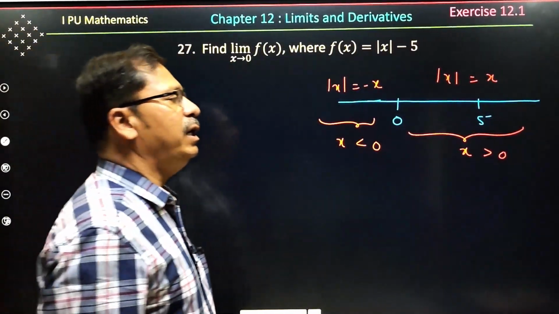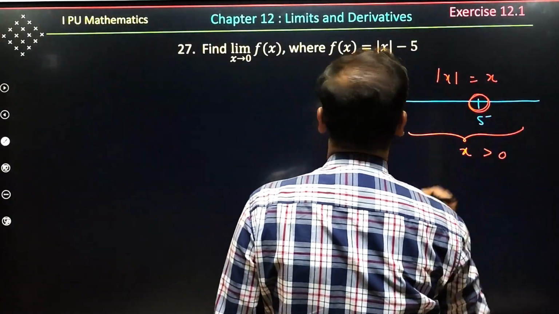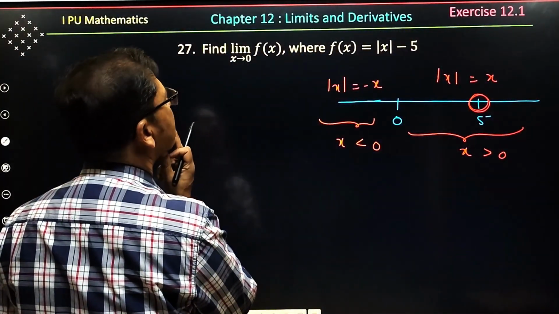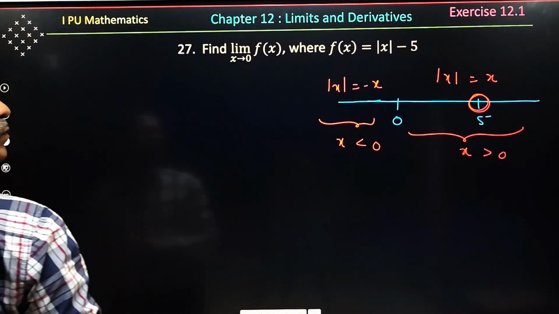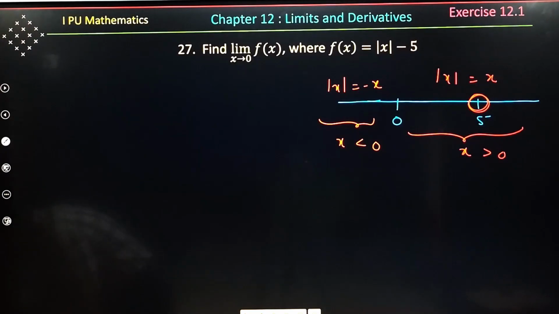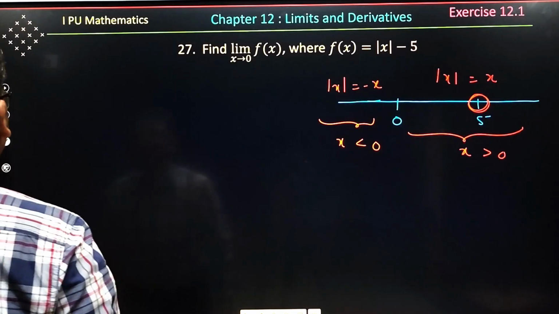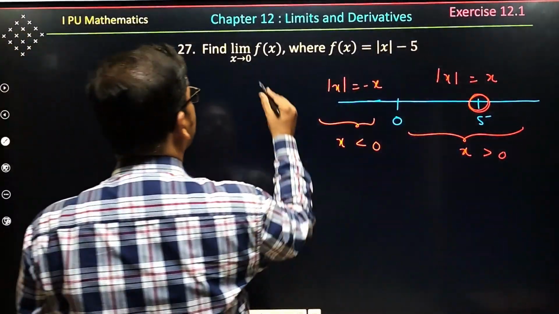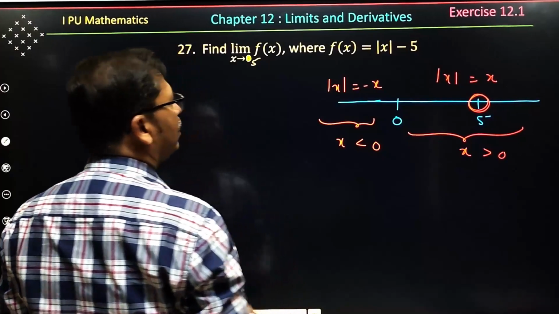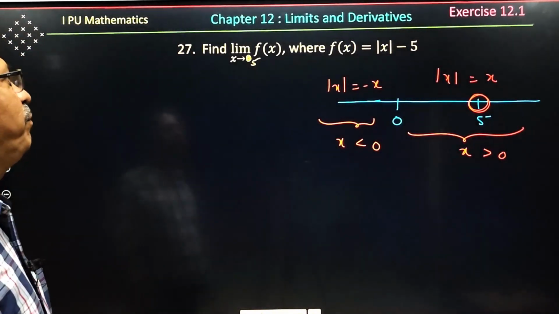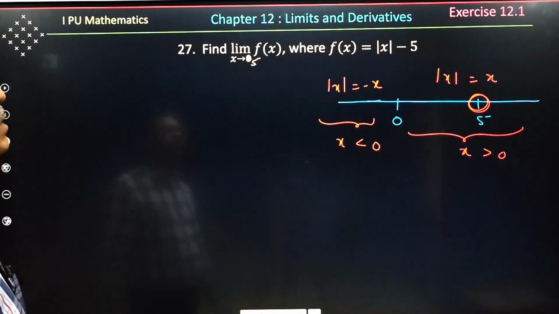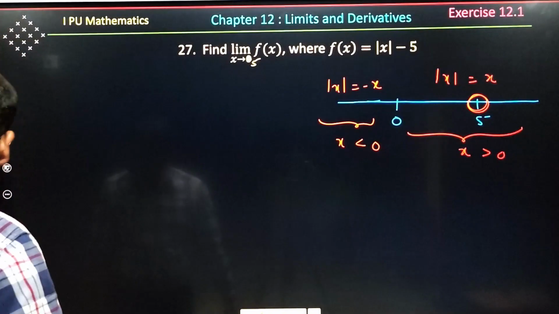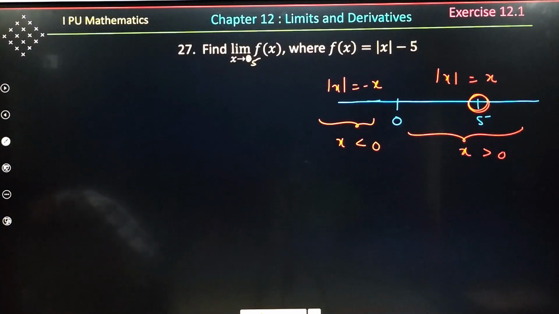In the neighborhood of 5, you need to find out the value. X tends to 0, you need to find out, or x tends to 5. Limit x tends to 5. Yes, x tends to 5 here, not 0. Limit x tends to 5 of fx is asked. This is the problem here. Limit x tends to 5 fx, where fx is given by mod x minus 5.